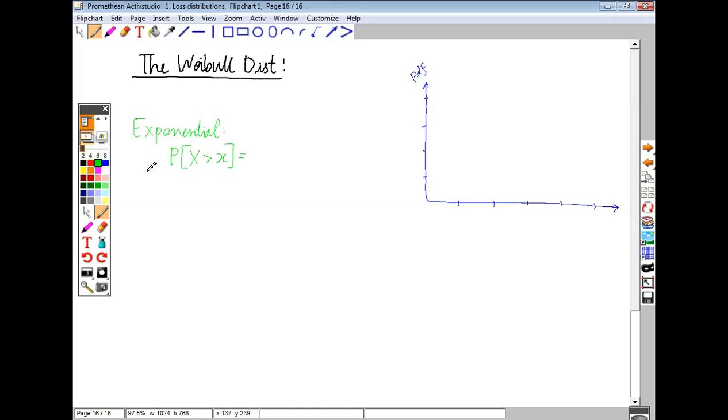What is the formula for exponential here? Is it e raised to minus lambda? Yeah, it is exactly that. So it will be e raised to minus lambda x.